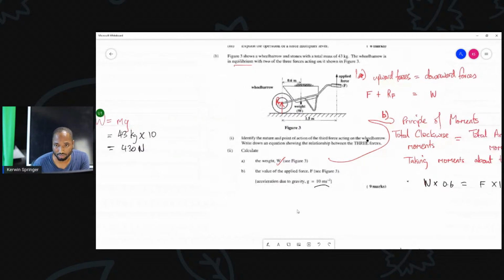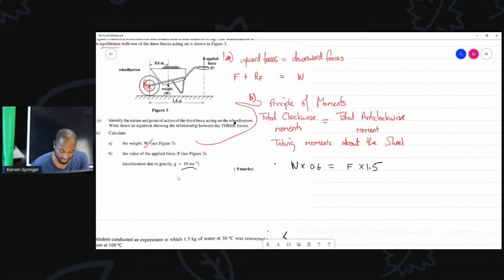Now we're going to go to part B. Since we know that this is 430, we can do a little substitution, then divide by that 1.5, because we're bringing it across, to find the value of F. What are you getting for F?